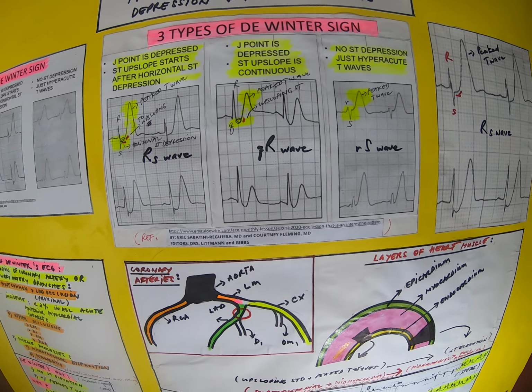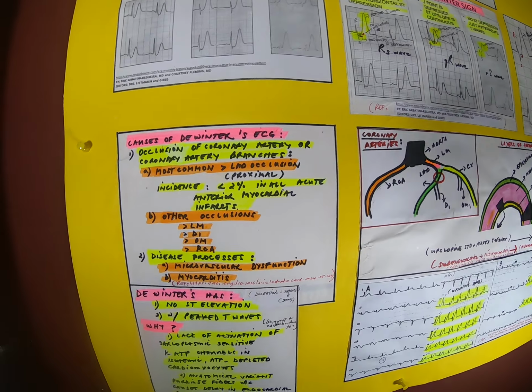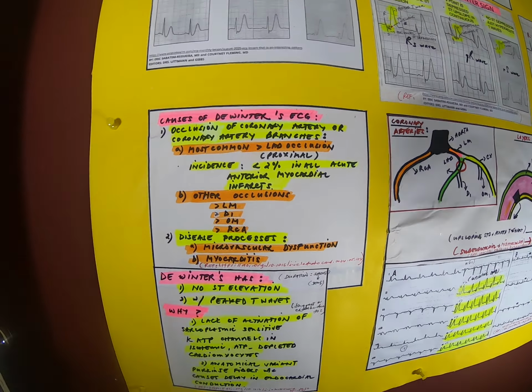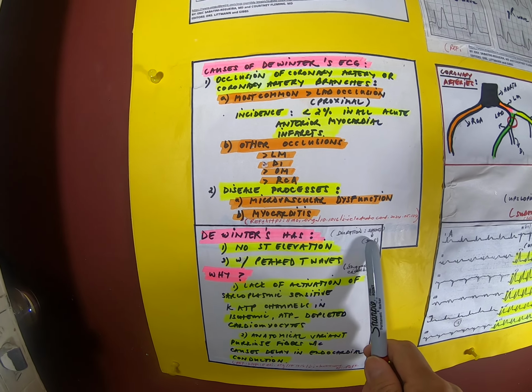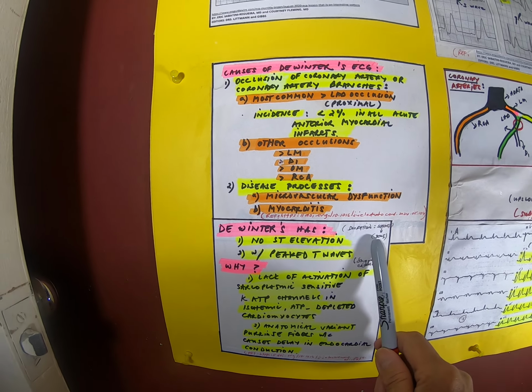Okay, so the WINTER'S has no ST elevation. It has peak T waves. The duration of the WINTER'S is short. That's why you don't catch this. Right away, what you see is a STEMI.